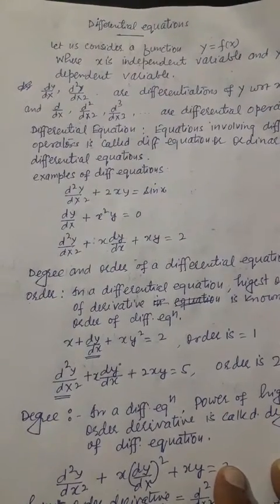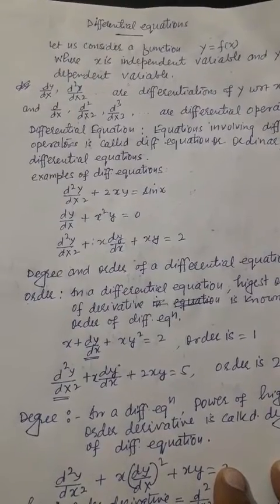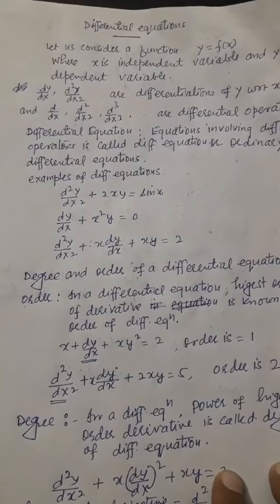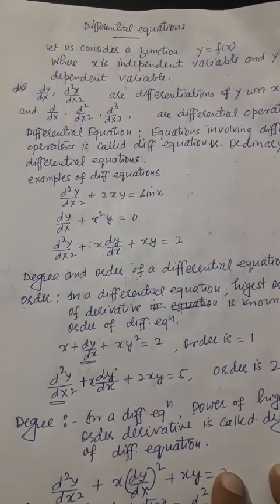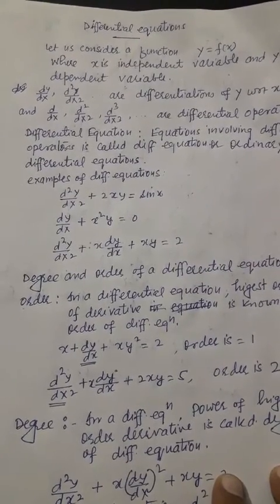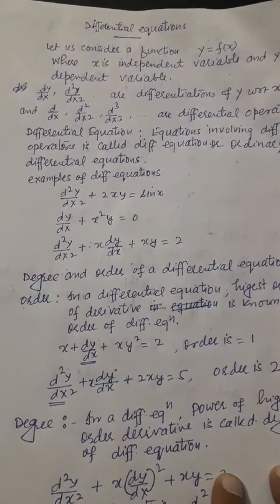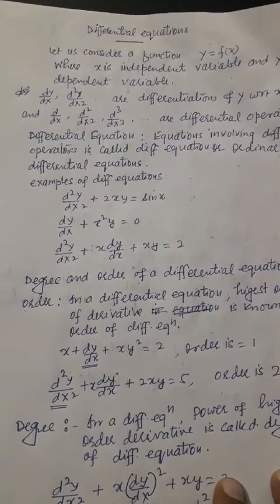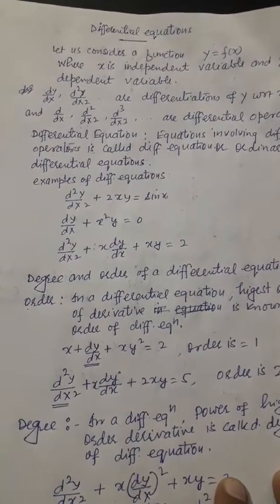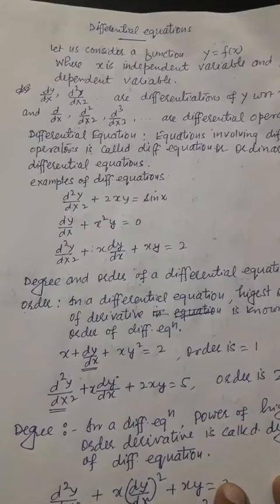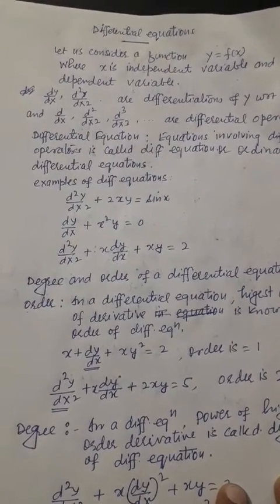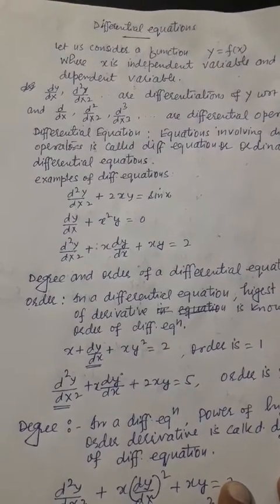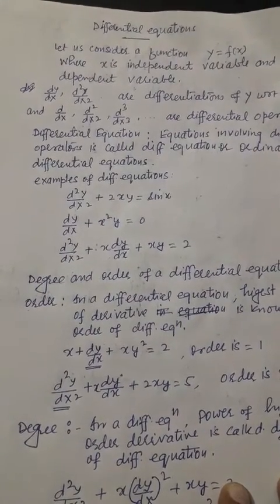Let us consider that a function y is equal to f(x). x is the free or independent variable. Since y depends on x, y is the dependent variable. So there is one independent variable here. By the method of differentiation, we can differentiate y with respect to x.